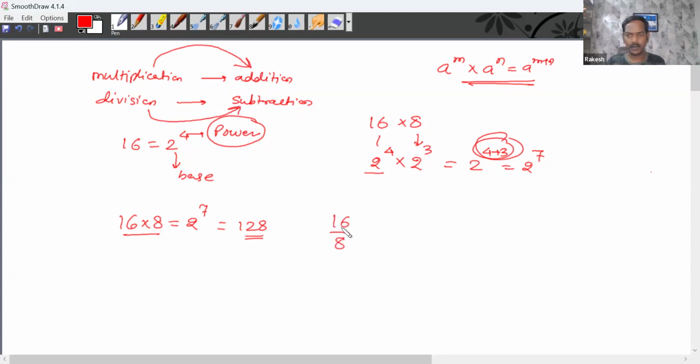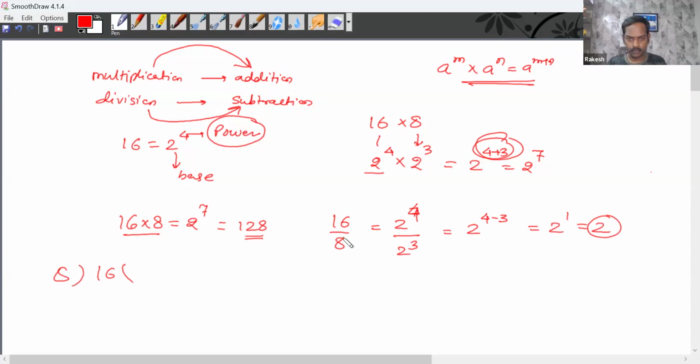Suppose I don't know what division is, how division is done. What I can do is, it is 2 to the power 4 divided by 2 to the power 3. This is 2 to the power 4 minus 3, which comes out to be 2 to the power 1, or the value is 2. So I can say that the answer is 2 without actually doing the division, right?